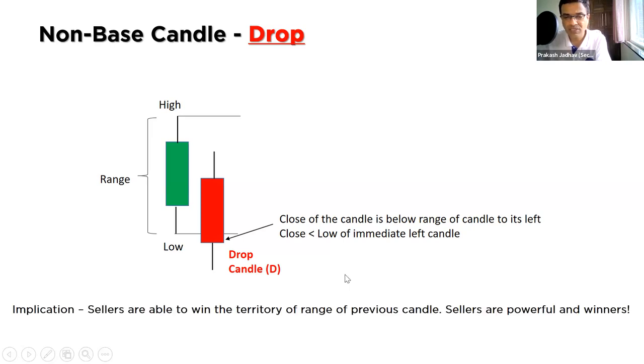And as I said, what is the implication? There was a fight going on between buyers and sellers within this candle, and sellers are able to win the territory of this range and take the prices below the low. So sellers are powerful here and are winners. Remember, it has nothing to do with the color of the candle. Though it shows a color as red here, it does not matter. We are more interested in the close of the candle. We'll be seeing some such examples subsequently. And so this is a drop candle.